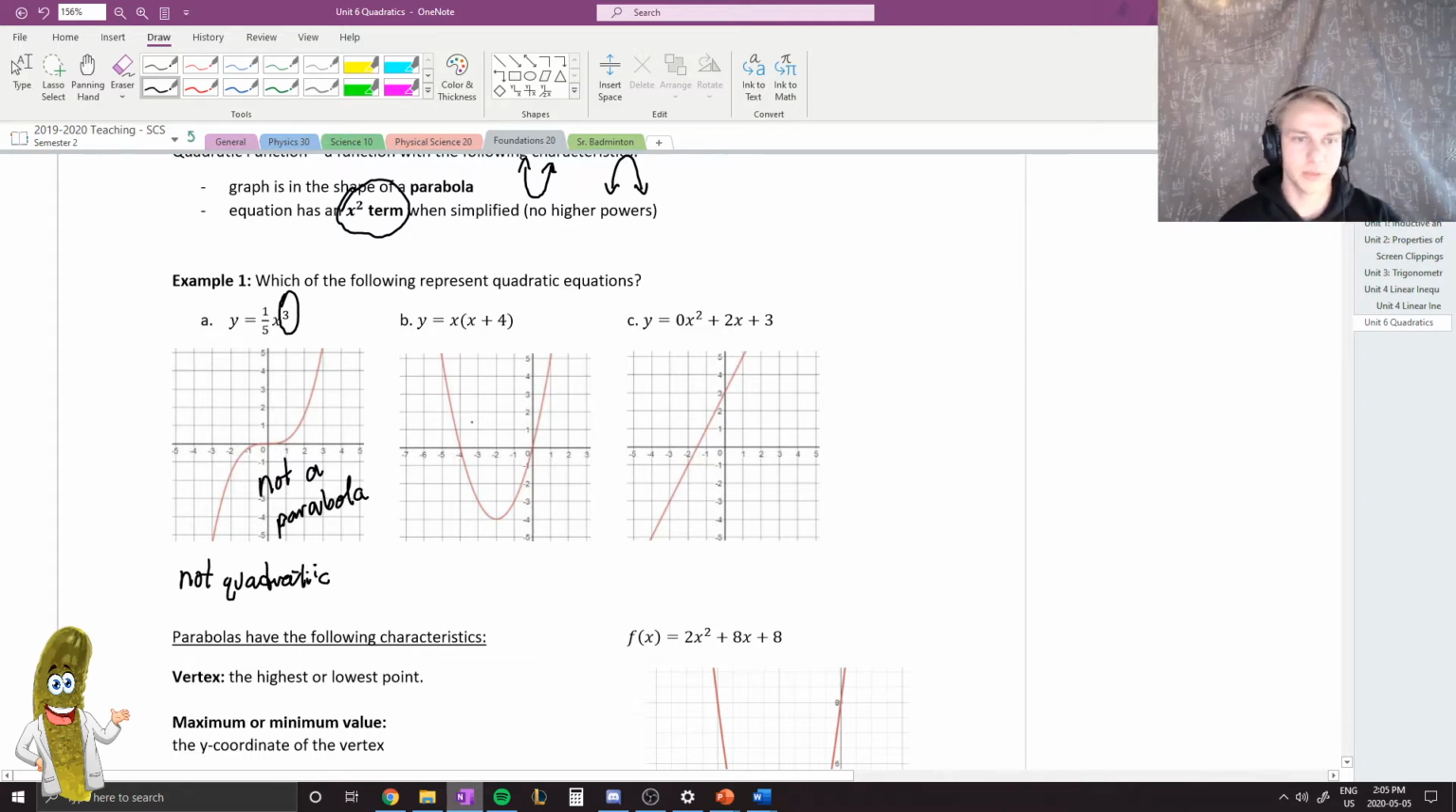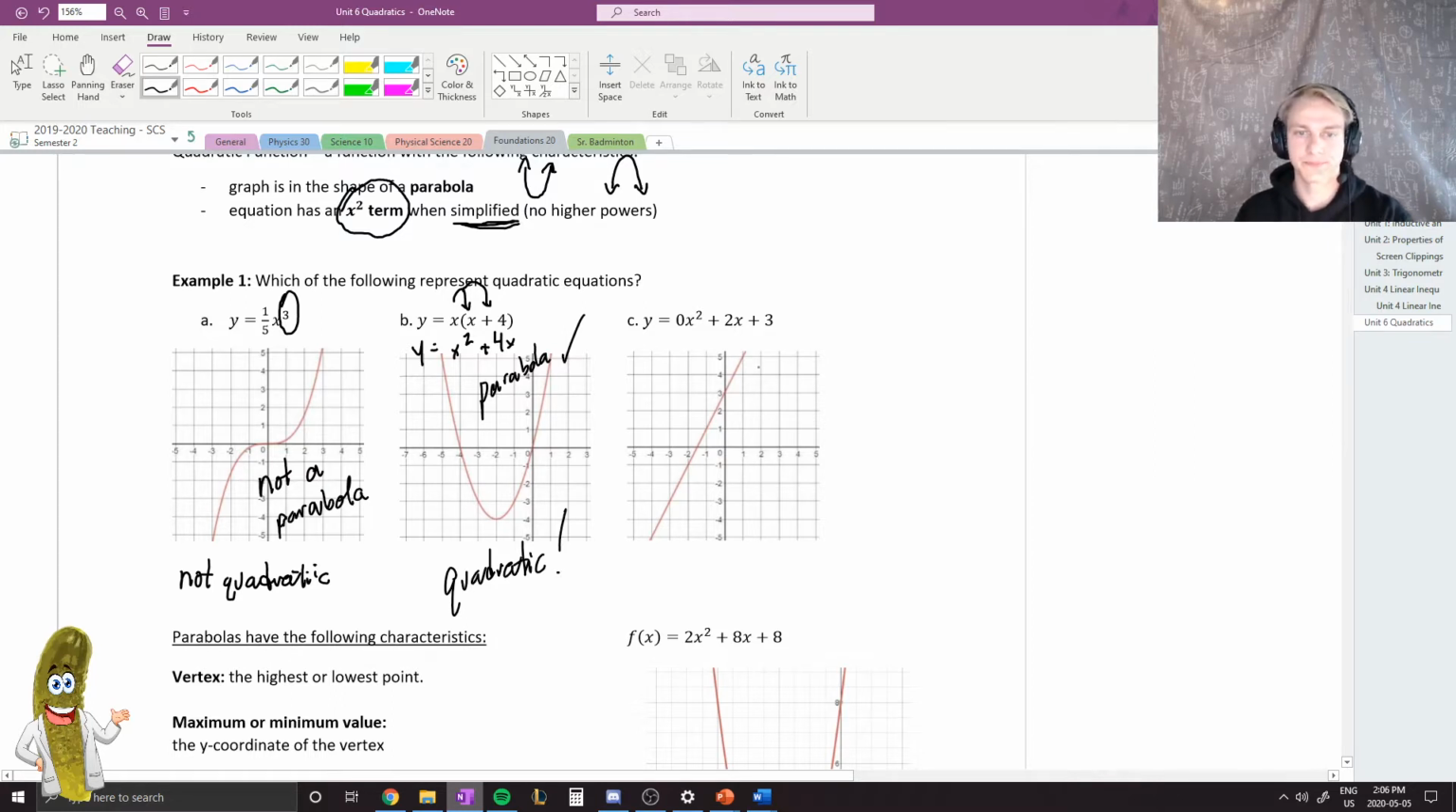Second example, it appears like this is a parabola. This is a parabolic shape. So parabola, check. But in our equation, we don't have any x squareds. I have an x times bracket x plus 4. The key phrase in this top sentence here is that it has an x squared when simplified. This is not in simplest form. If I were to FOIL this out and multiply this x by both of the components inside the bracket, we would end up with x squared plus 4x. And when you do that, you see that we have, in fact, an x squared. So this is quadratic.